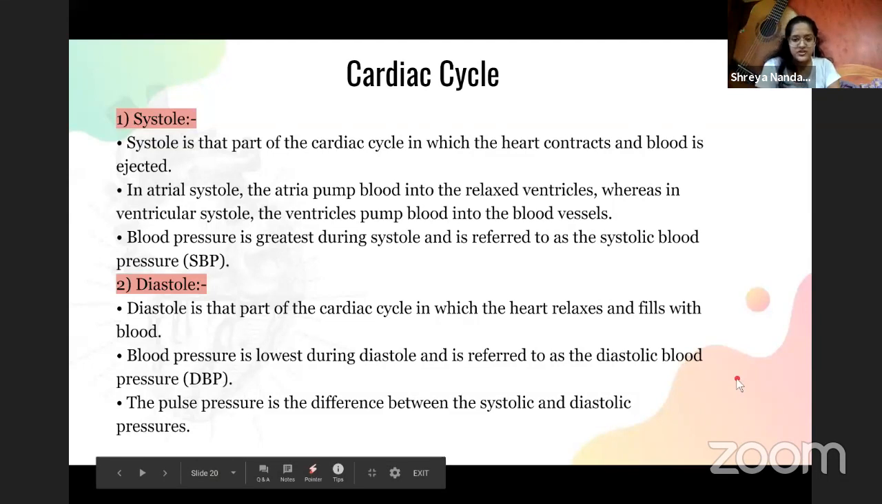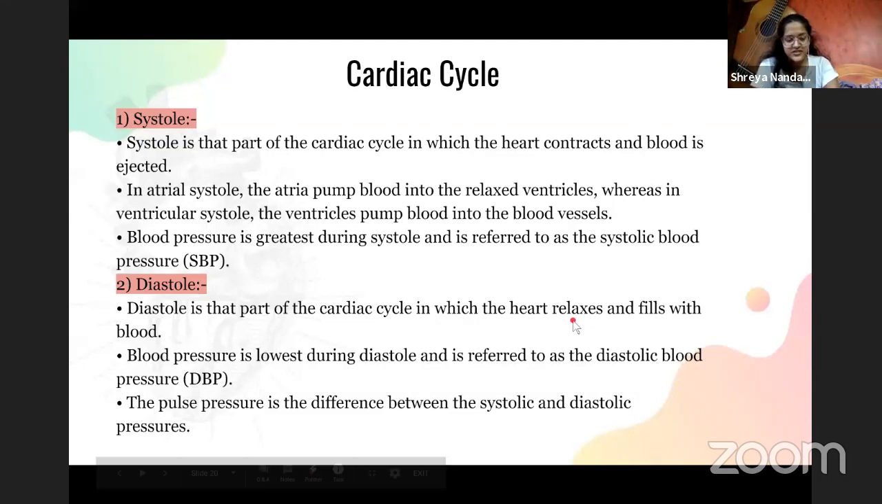And there are a few pressures we need to remember. For example, the highest blood pressure which is attained during systole is termed the systolic blood pressure, SBP. And then there's the lowest blood pressure, which is recorded during diastole. It's known as the diastolic blood pressure, DBP. And pulse pressure is the difference between the systolic and diastolic blood pressures.